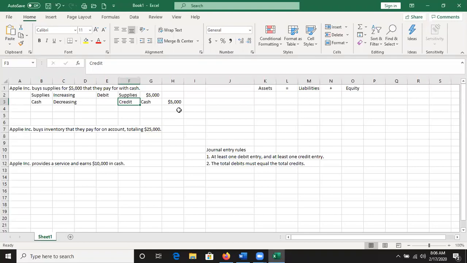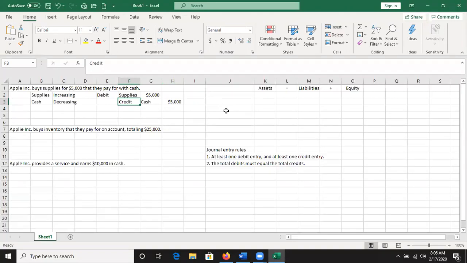Now, this doesn't mean the journal entry will always be correct. As long as you meet those two rules, things could still go wrong. But a journal entry should never ever exist where there's just a debit and no credit, or just a credit and no debit, or the debits total like $100,000 and the credits total $5. They have to equal, and there has to be at least one of each.